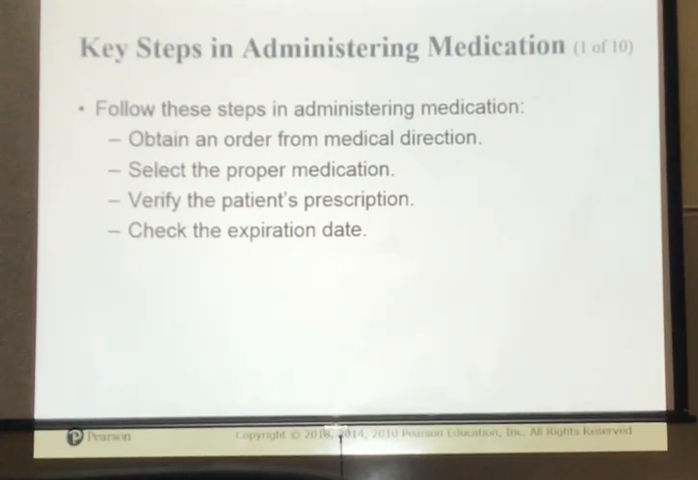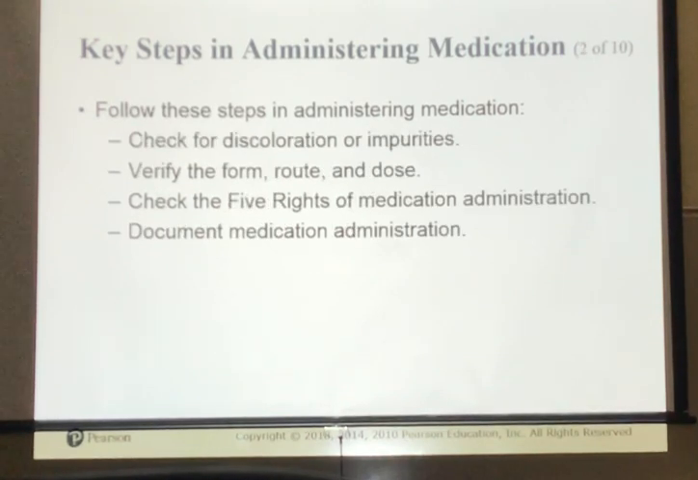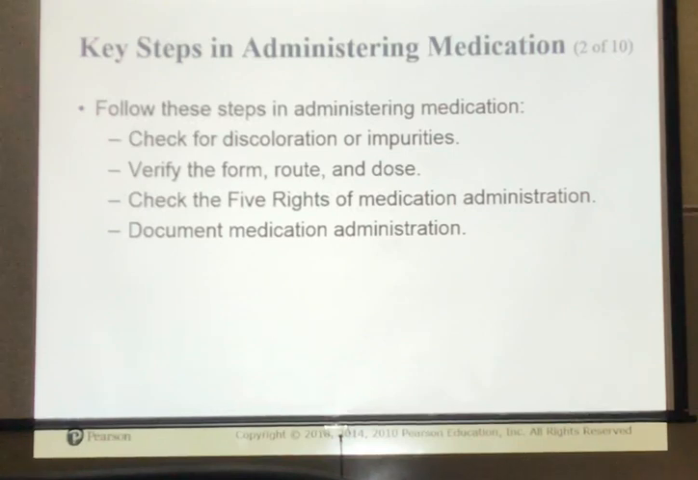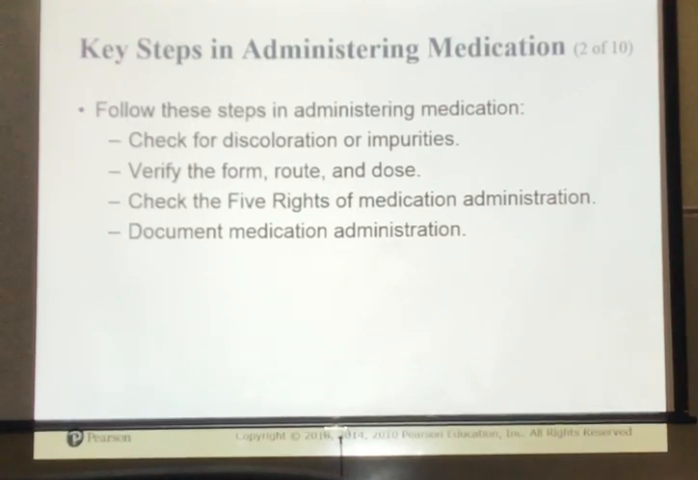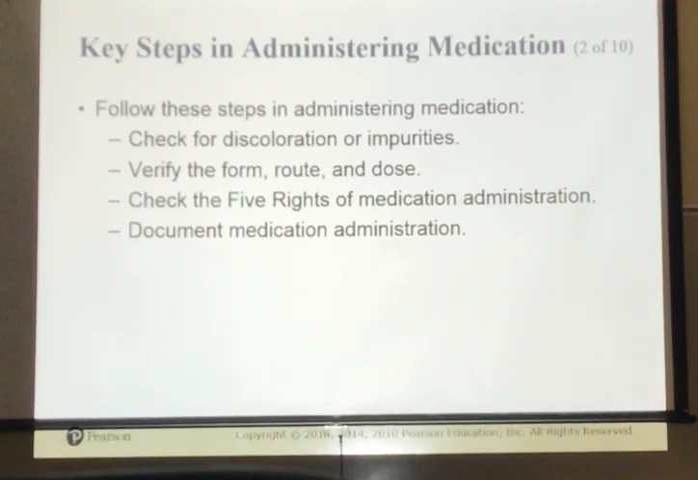Keys to medication administration. You have to obtain an order from medical control, select the proper medicine, verify the patient's prescription, check the expiration date. You want to check for discoloration or impurities, verify the form, route, and the dose, check the 5 rights of patient medication. Right patient, right medicine, right dose, right route, right time, right documentation.